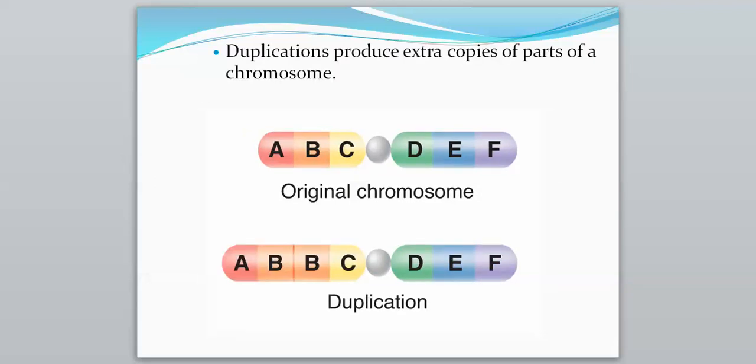Our next type is duplications, and this is just the opposite of deletion. This is when we produce extra copies of part of a chromosome. Duplicate just means to make another copy of, and that's exactly what goes on in a duplication. You can see in our example here, we have an A, B, C, D, and F again, and then in our duplication, we have 2 B's. So it's just that portion of the chromosome has been duplicated to where now we have extra pieces.